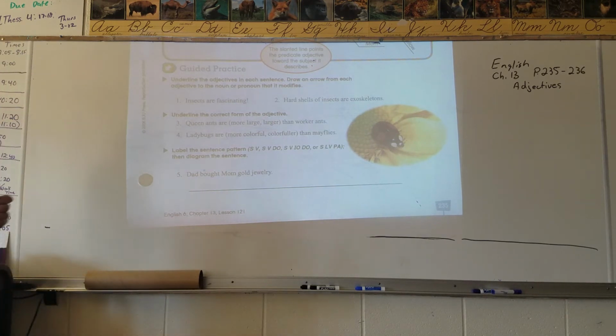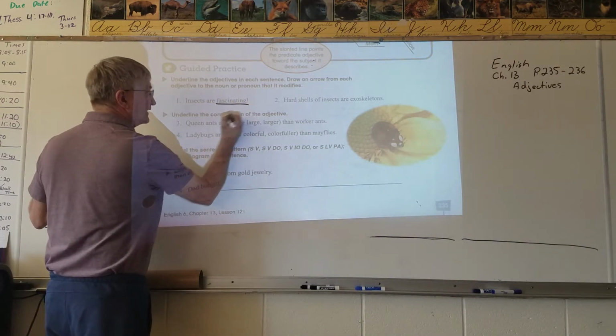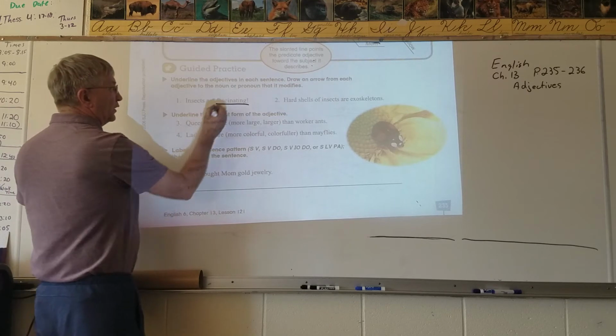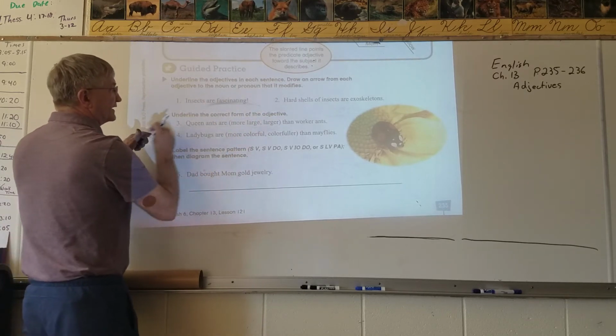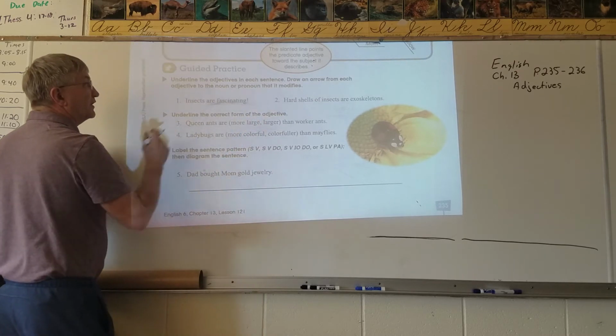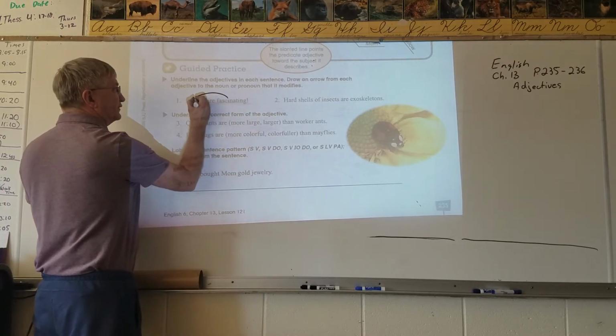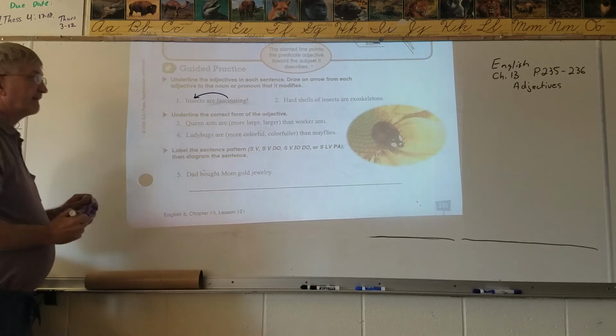So again, on the first one we have to underline the adjective. And we got to ask ourselves, what's fascinating? And in this case, let's take that line out there. Shouldn't do that because that means it's subject. So fascinating, which reflects back to describing insects.